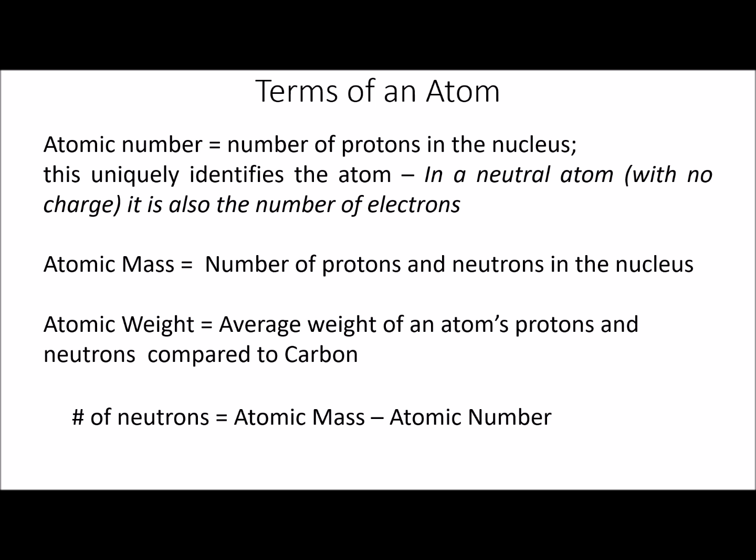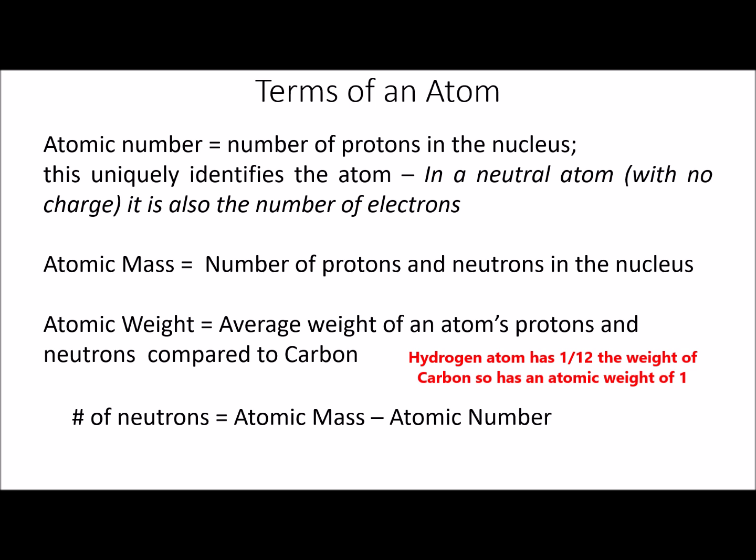And there's the atomic weight. That's the average weight of the atoms, protons, and neutrons compared to carbon. It was very difficult for scientists and chemists to talk about weight as 0.00005 grams, and so they decided to standardize on carbon, and everything is measured and weighed in relation to carbon.